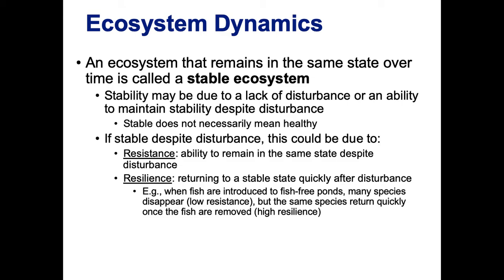Another example is when fish are introduced to fish-free ponds, many species disappear, so they have low resistance. But the same species might return quickly once the fish are removed, so that would be high resilience.